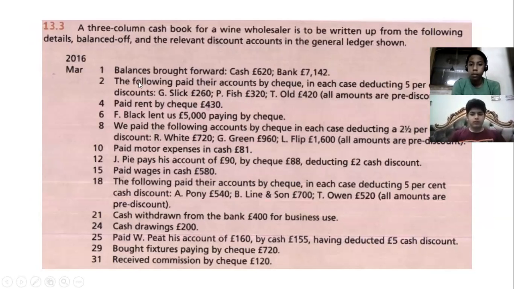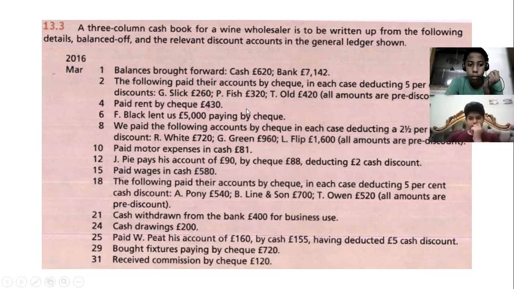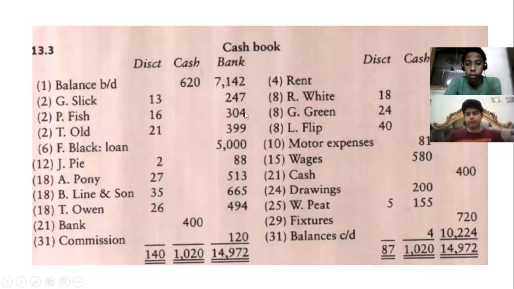Then another thing: the following paid their account by cheque. Can anybody tell me what it means? We have paid or they have paid to us? Sir, they had paid us. Very good. So where will we take it, debit side or credit side? Sir, debit side of the bank account. Very good, because they have paid us by cheque. So we will simply write it. You can see here how much it is.